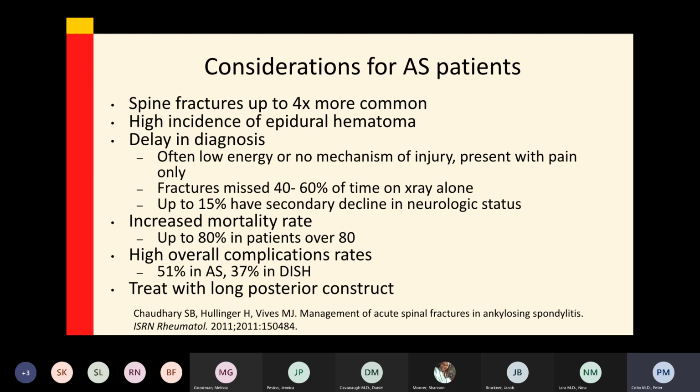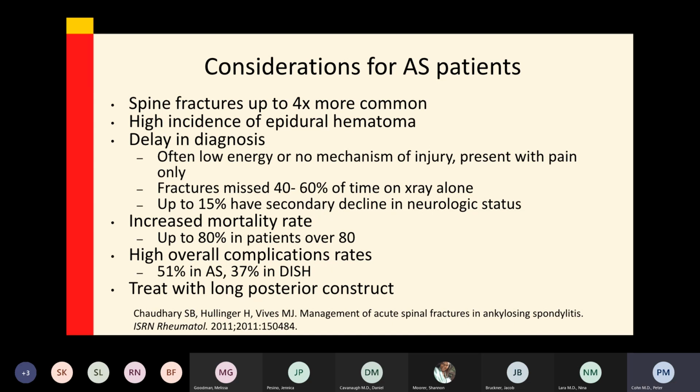of their fracture. One of the most difficult things for clinicians in these patients is that fractures can be very difficult to diagnose initially. The patients often present just with pain and a story of a very low energy or maybe even no mechanism of injury. And because of this, the fractures are often missed 40 to 60% of the time on X-ray alone. And so really anyone who has ankylosing spondylitis and back pain should be getting full spine imaging, including X-ray, CT, and maybe even MRI as well.